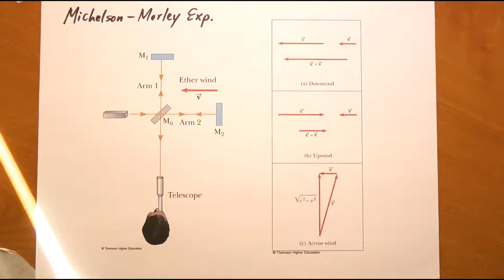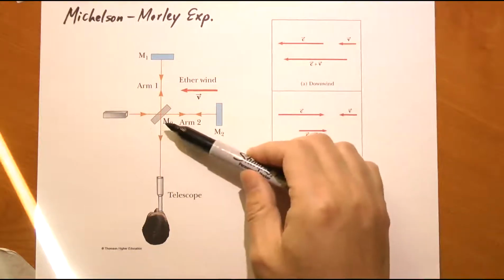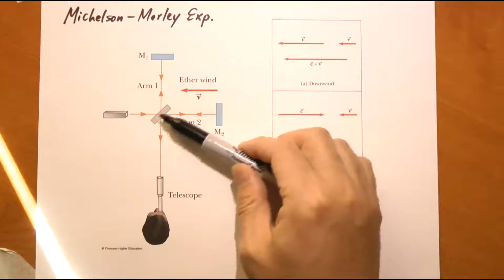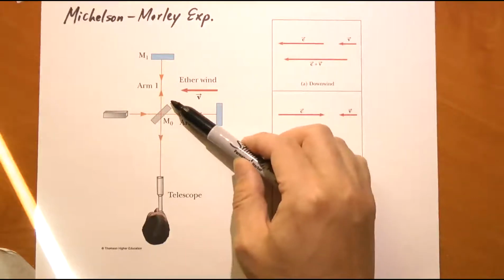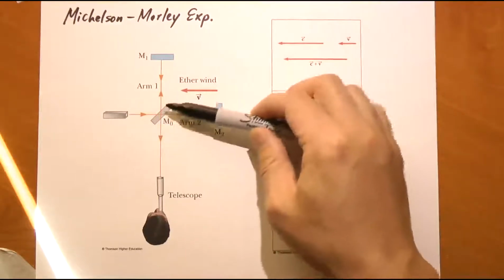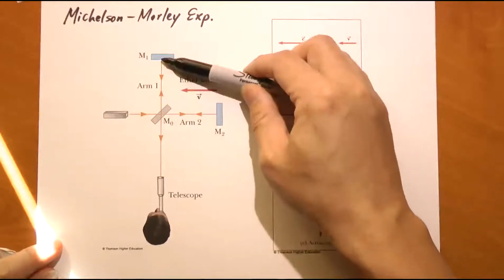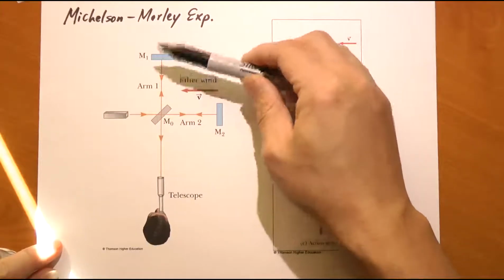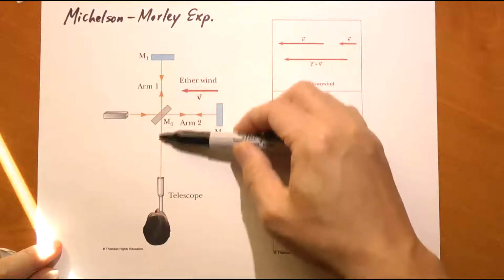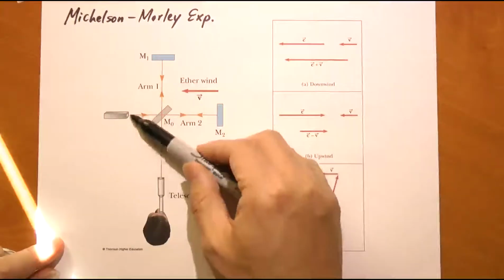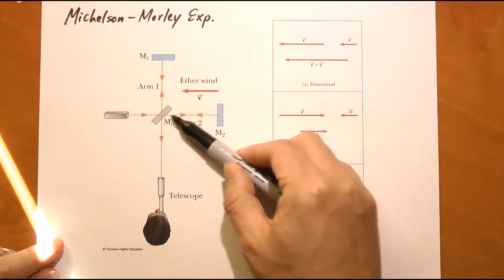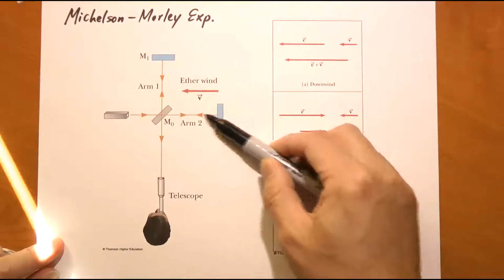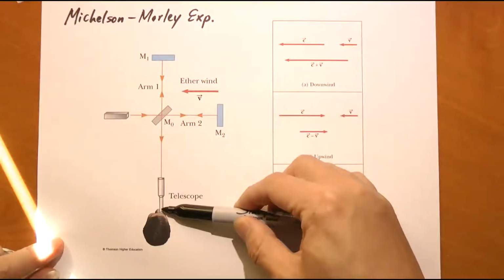And here is a schematic diagram of the setup. I have a beam of light coming in, and it splits two ways after going through this half-silvered mirror. Part of it gets reflected this way, getting bounced back to mirror 1 and eventually going to the telescope. Another one passes through the half-silvered mirror, gets bounced off by mirror 2, and eventually comes back here.